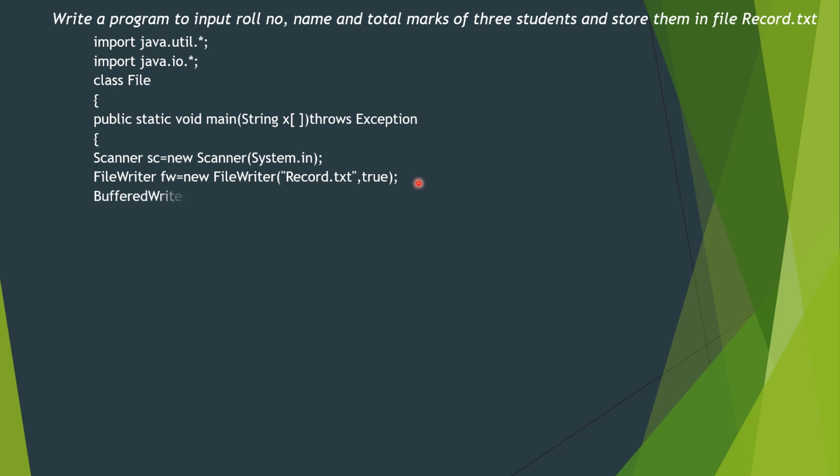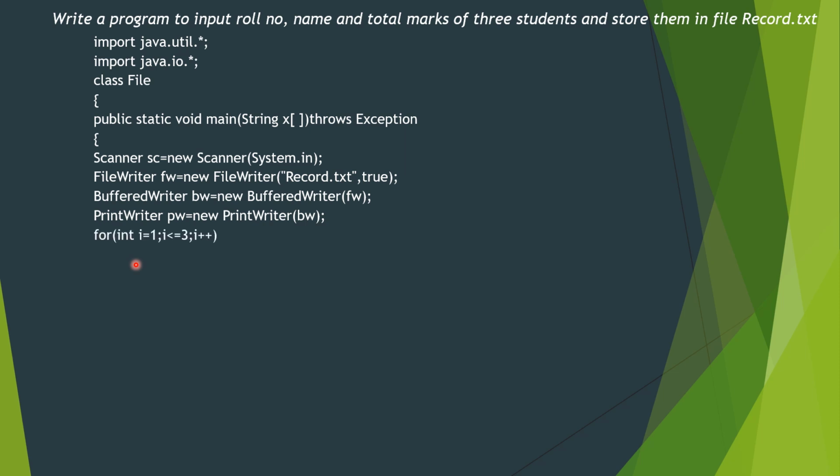Now we'll make another object, BufferWriter: bw is equal to new BufferWriter, and we'll make a link of the previous object with this. Now the third object, PrintWriter: pw is equal to new PrintWriter(bw). Here we make a link of the previous object. So these three classes are used for the output operation of a text file, and the Scanner object is needed for the input.